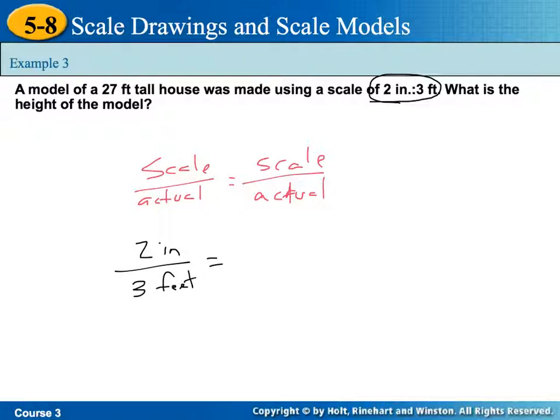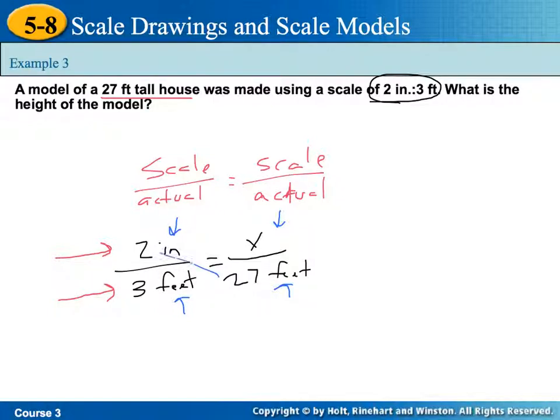I'm going to set that equal to, again, the scale is 2 inches to 3 feet. This is the height of the model. 2 inches on the model is equal to 3 feet in real life. A model of a 27-foot tall house. That means the house is actually 27 feet. So my 27 goes on bottom. My x goes on top. Notice again, my labels here of feet and feet are on the same line. Inches, and this will be inches, are on the same line. So we have similar labels on both sides, but also scale over actual is equal to scale over actual.